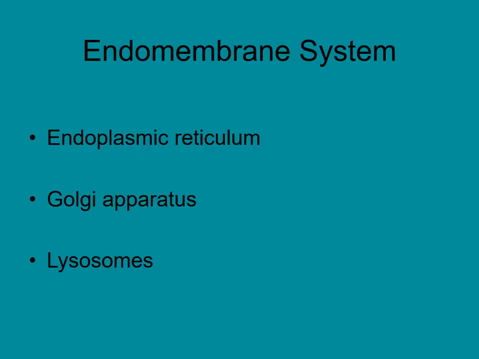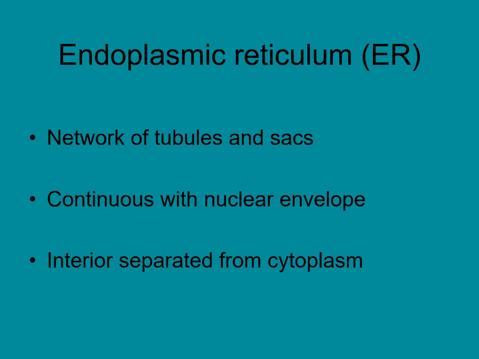So we're going to look at some of these. Now, the organelles were broadly divided into certain divisions depending on what they do. There is a membrane system within the cell that's referred to as the endomembrane system. It's composed of the endoplasmic reticulum, the Golgi apparatus, and the lysosomes. The endoplasmic reticulum, abbreviated as the ER, is a whole network of tubes and sacs. It's continuous with the nuclear envelope. It does have an environment inside of it that is separated from the cytoplasm.